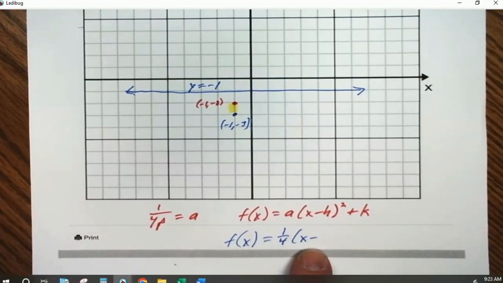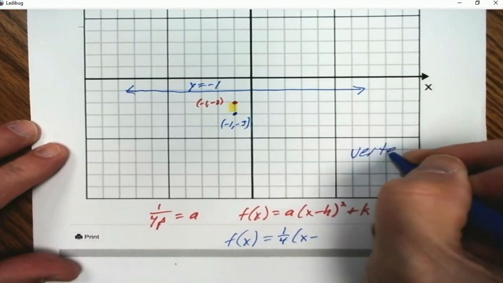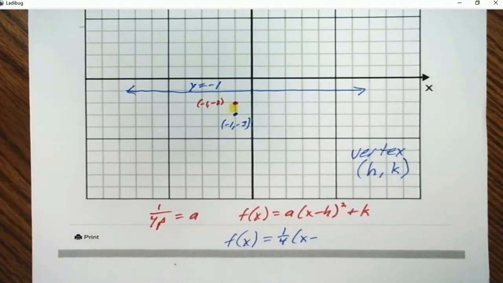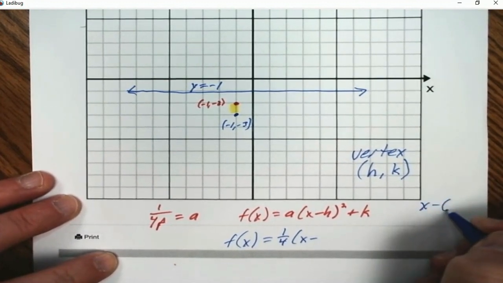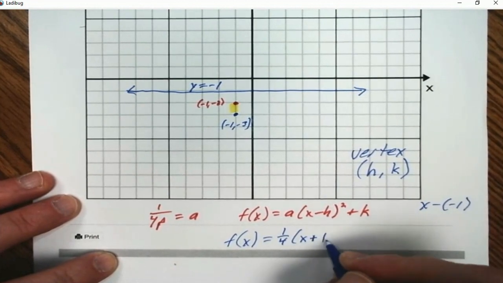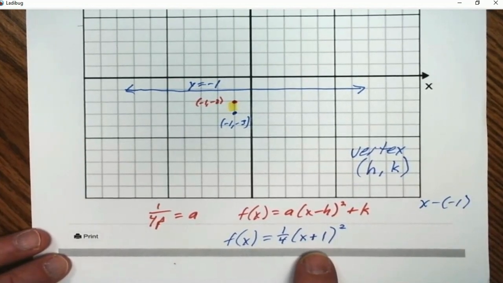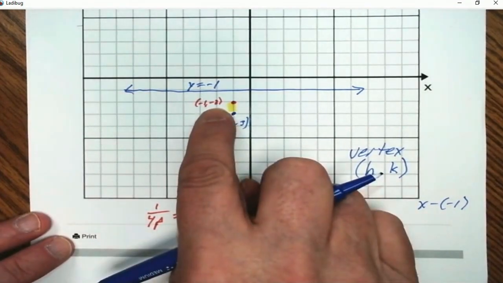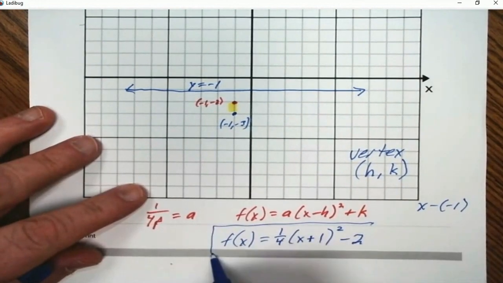We're writing the equation now. Remember, the vertex of a parabola is at h, k. So yes, it's negative 1. So x minus negative 1, that's the same as x plus 1, right? Because x minus negative 1 is x plus 1. So h is negative 1. That's right. You got it, Sean. And then k, well, that's the other part, so it's minus 2. So that is the equation for the parabola.